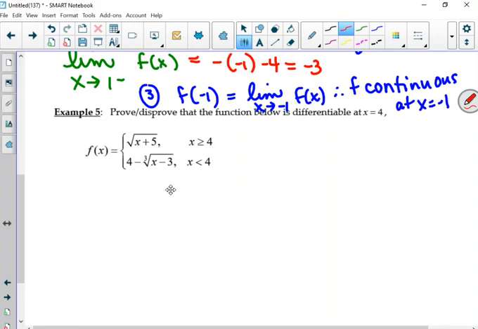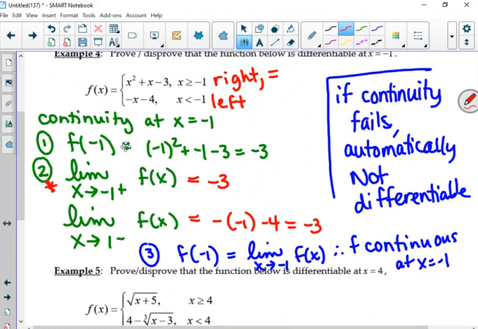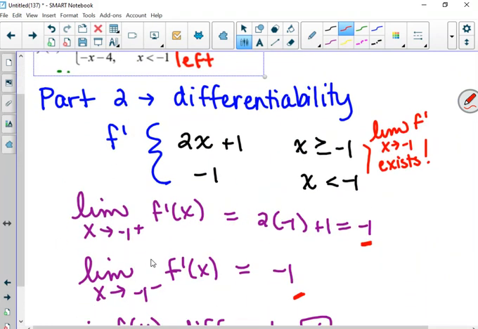But remember, the biggest thing I can tell you is the continuity proof has to come first, and the continuity proof has to be complete: function value, left and right limits. The differentiability part of the proof is just the left and right limits of f prime.